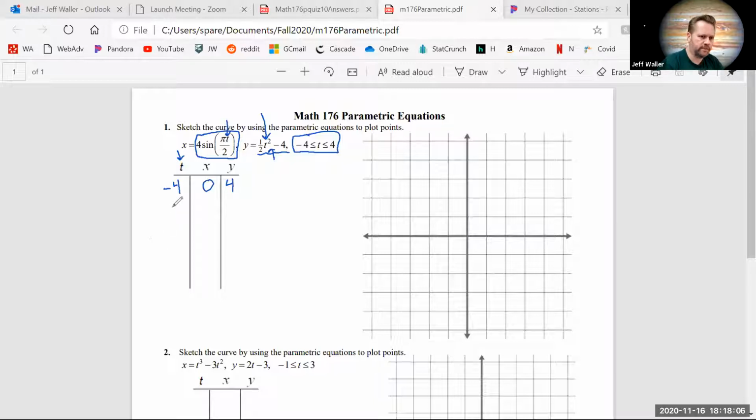So let's try steps of 1. Let's see if this will be enough resolution. What do I get if I put a -3 in here? It'll be -3 pi over 2. Now that's a very interesting angle. Where's -3 pi over 2? Is everybody with me? Just put a -3 in for T.